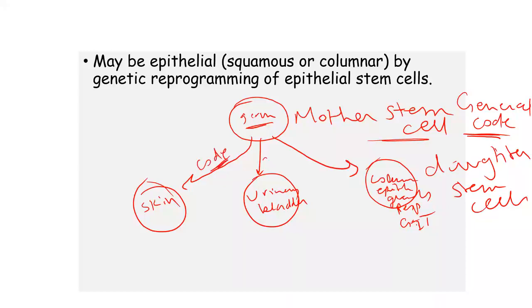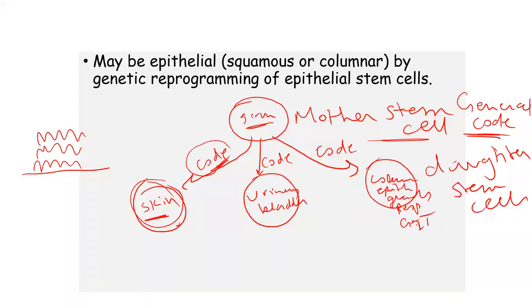Fine. So the daughter stem cell going to skin has a code to form this stratified squamous epithelium. The daughter stem cell that goes to the urinary bladder has a code to form the transitional epithelium. Okay, it is different from the stratified squamous epithelium. And the daughter stem cells going to respiratory or GIT has a code to form the columnar epithelial cells, or the pseudostratified columnar epithelium present in the respiratory tract. So it has this code.